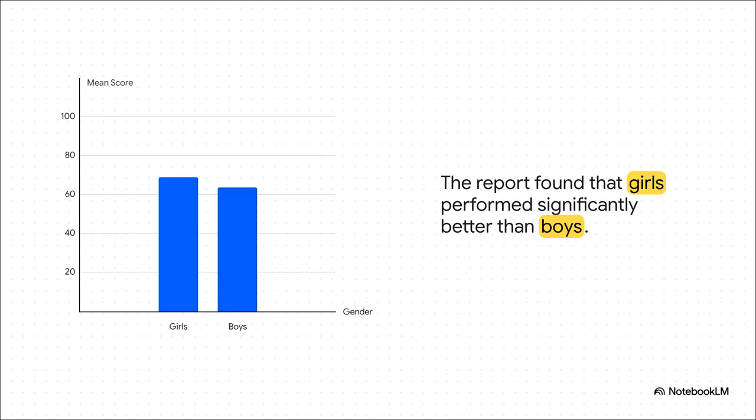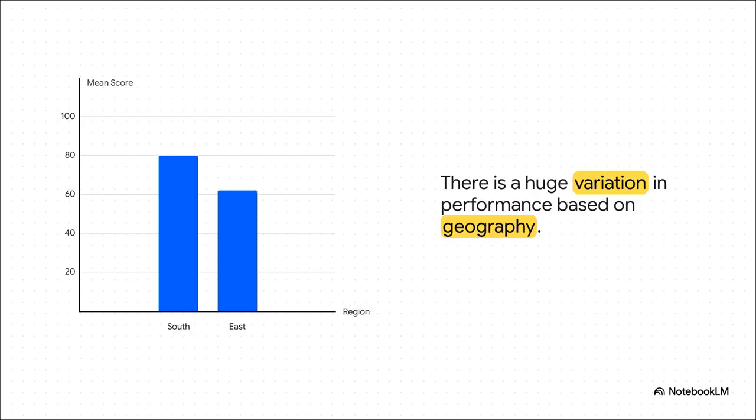So the first pattern that jumps out from the data is a difference in performance by gender. The report found that, on average, girls scored quite a bit higher than boys. You can see the mean score for girls was over 5 points higher, and the council itself says that this difference is statistically significant. But get this, the regional differences are even crazier. Students in the South region had an average score of 80. Meanwhile, students in the East had a mean of 62.2. That is a massive gap, and it just goes to show how much performance can vary depending on where you are.